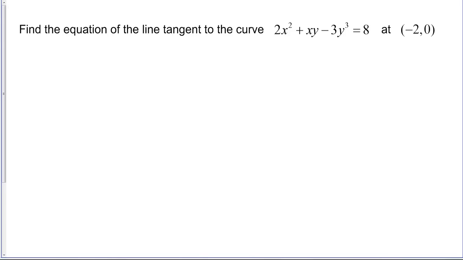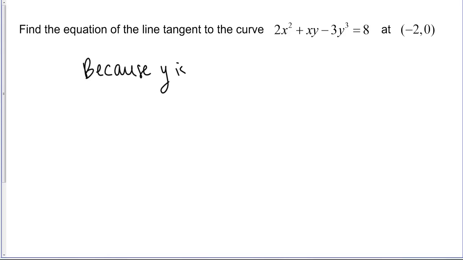Now, anytime you're using implicit differentiation, you always want to keep in the back of your mind that you're thinking of y as a function of x. And consequently, when you take the derivative of y, or something with a y in it, you're going to need to use a chain rule. So let me write a few quick reminders of what I just said, and then we'll proceed with the problem.